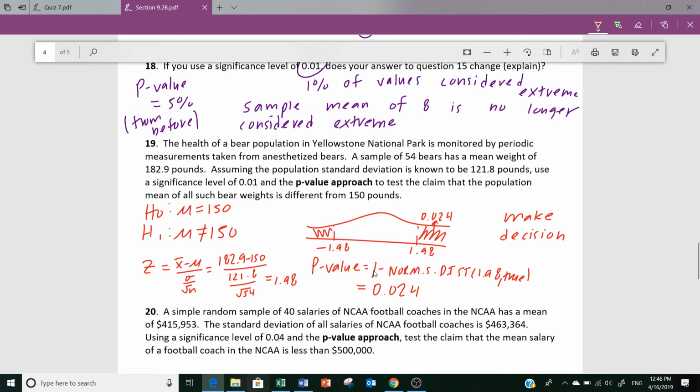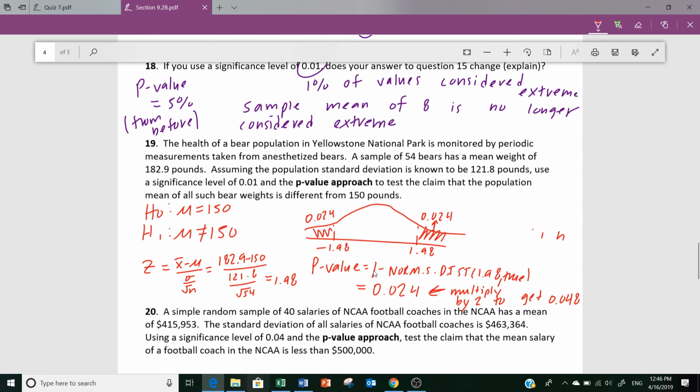Do I need to really do it again, or can I just multiply it by 2? So this is also going to be 0.024. So multiply by 2 to get 0.048. What decision am I going to make?